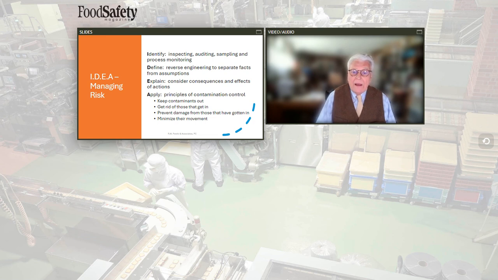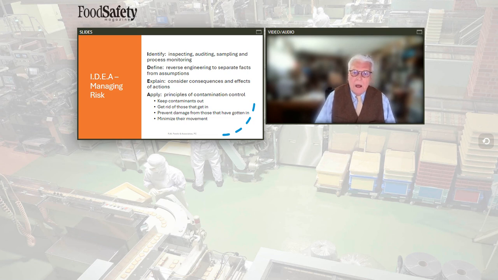And then finally, what we try to do with the EMP program, or whatever we found with it, is apply the principles of contamination control, of which there are basically four. Keep them out, get rid of those that got in, and that's generally the heavy lift. Prevent damage from those that have gotten in, and then finally minimize their movement. Minimizing their movement is probably the most difficult.